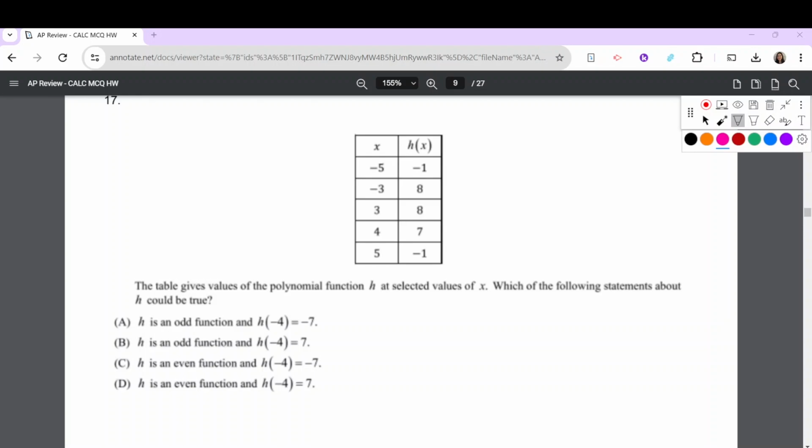Okay, now we're getting into some even and odd functions. So we have this table of inputs and outputs, and I can see off the bat I need to tell, is this an even function or an odd function?